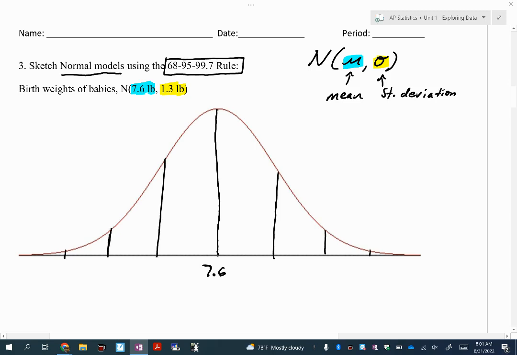Okay, so I'm just going to take my calculator and add 1.3 3 different times. So this is 8.9, 10.2, and finally 11.5. Go the other direction, so subtract 1.3.